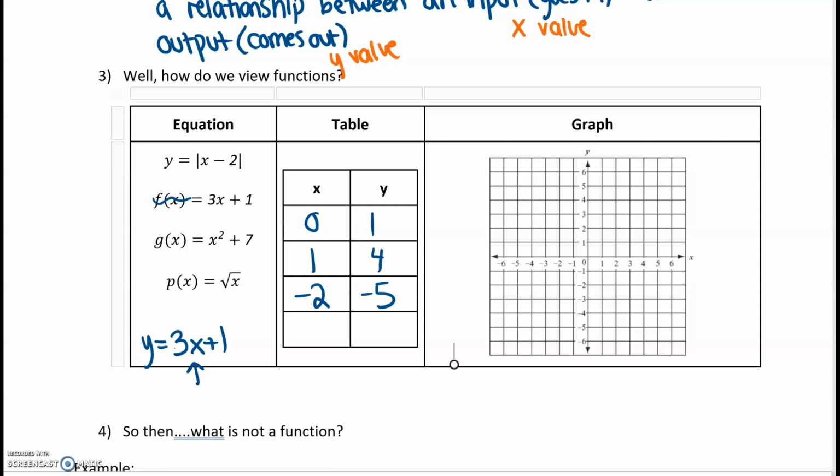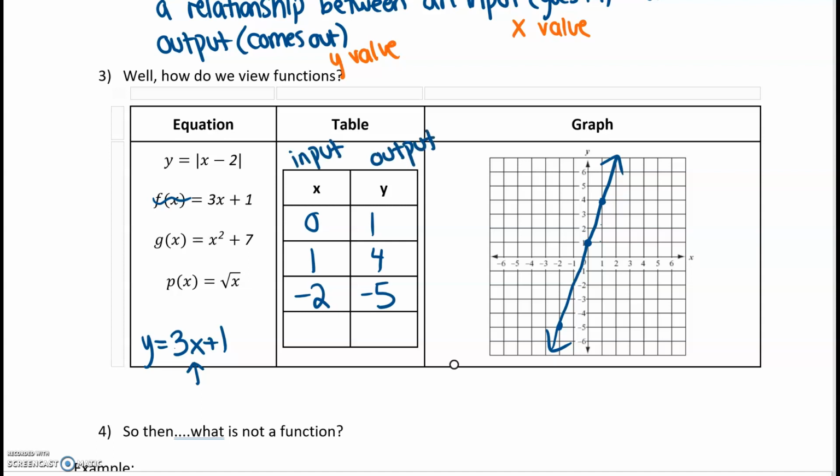And you could then go and graph these and see what the function looks like visually. So here's the x-axis, here's the y-axis. Okay, when x is 0, y is 1. When x is 1, y is 4. When x is negative 2, y is negative 5. And you could see what that function looks like and what the relationship between the input and output is, or again, input is x, output is y.